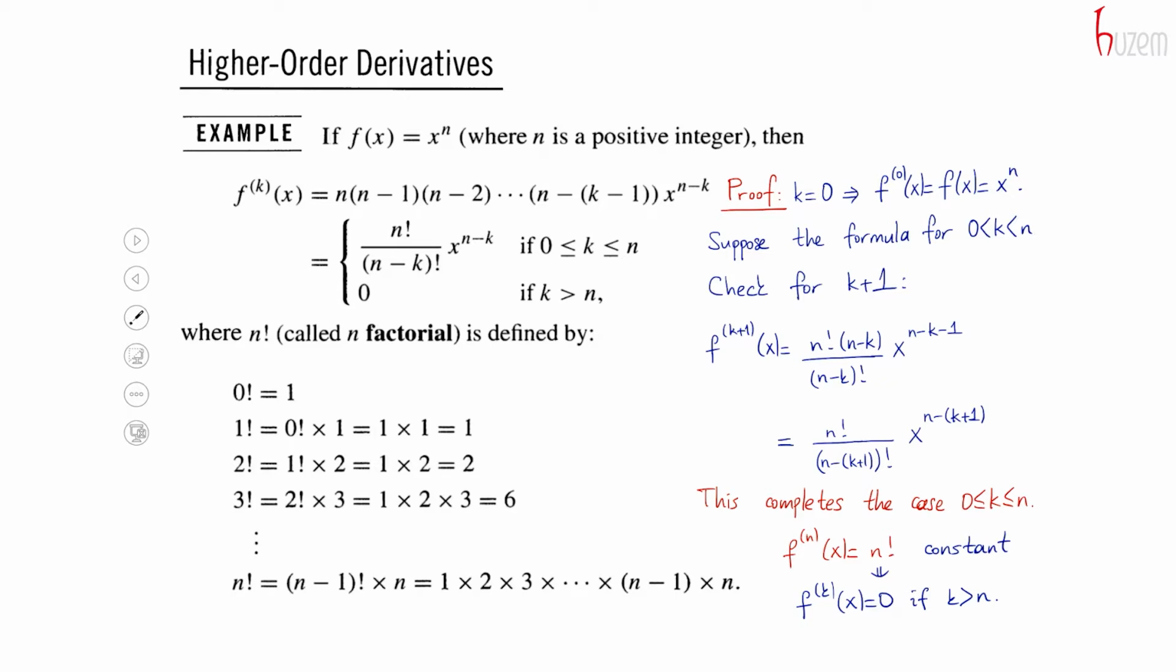But when k equals n, this is 0, so x to the power 0 is 1, and n minus n is 0, and 0 factorial is 1, so the nth derivative will be just n factorial, which is a constant. So the nth derivative is a constant, so higher derivatives after n, the n plus first derivative will be 0, the n plus second derivative will be 0, and so on. So all the derivatives after n will be 0, and this proves the claim completely.